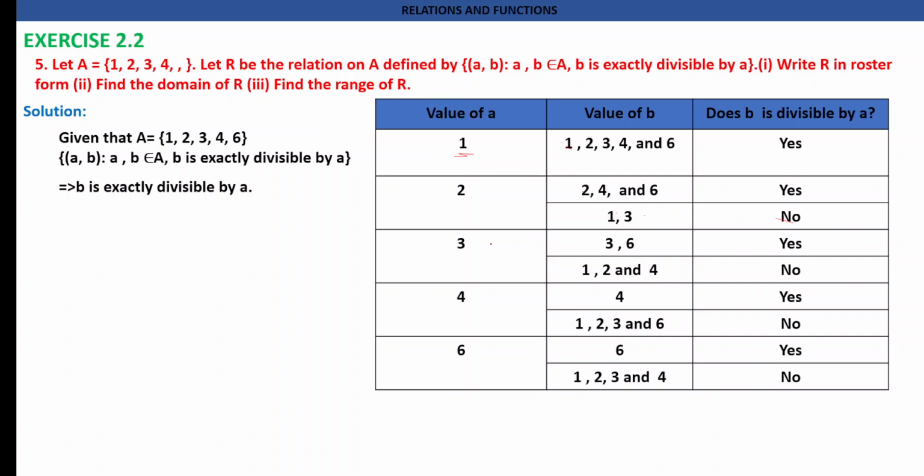3 and 6 are divisible by 3. 1, 2 and 4 are not divisible by 3. Similarly, 4 is divisible by 4. 1, 2, 3 and 6 are not divisible by 4.